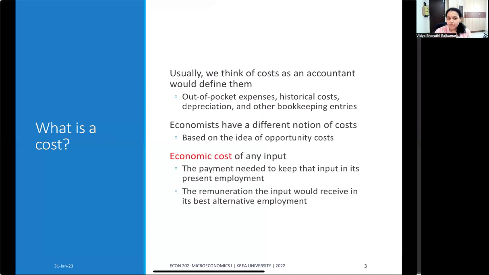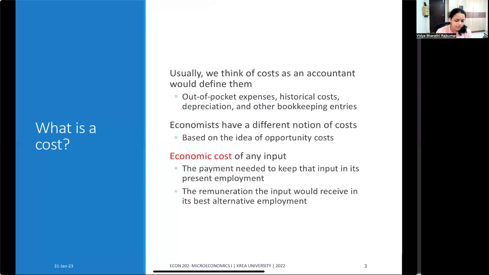So, specifically speaking, in the context of cost functions, accounting cost will refer to any out-of-pocket expenses. Economic cost will refer to the opportunity cost of that input. Specifically speaking, it refers to any payment that you would have to give that input to keep it in its current place of employment. Any payment that you'll have to give the input in order to compensate it for its opportunity cost. So the precise definition is the remuneration that the input would receive in its alternative employment.